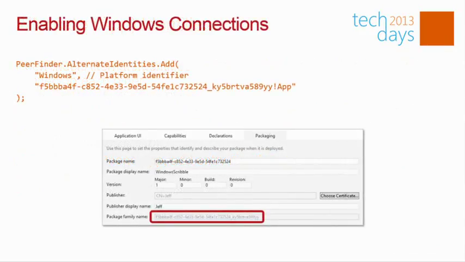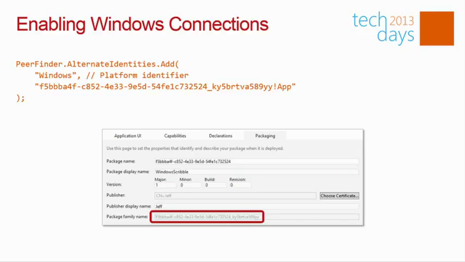Let's say you're writing a Windows Phone app. It's going to support Tap to Connect. You want to be able to connect to the same app running on another Windows Phone, but you would also like to be able to connect to a related app running on a Windows 8 device. What you have to do is use PeerFinder's AlternateIdentities property, which is basically a dictionary, and provide the alternate identity of the app on the other platform.